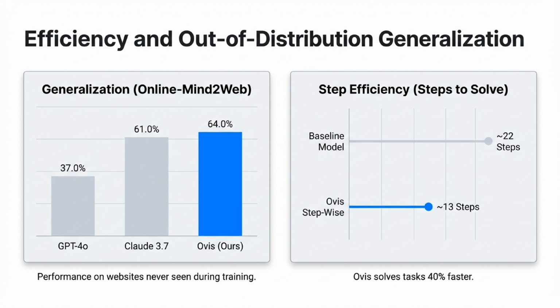It's not just about raw scores, it's about efficiency and generalization. On the Online-Mind2Web benchmark, testing on websites never seen during training, Ovis scores 64%, beating both Claude and GPT-4o. Furthermore, Ovis is faster. It solves tasks in approximately 13 steps, compared to 22 steps for the baseline. That means Ovis solves tasks 40% faster.